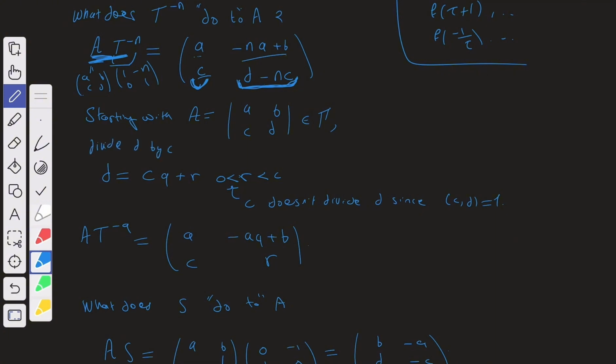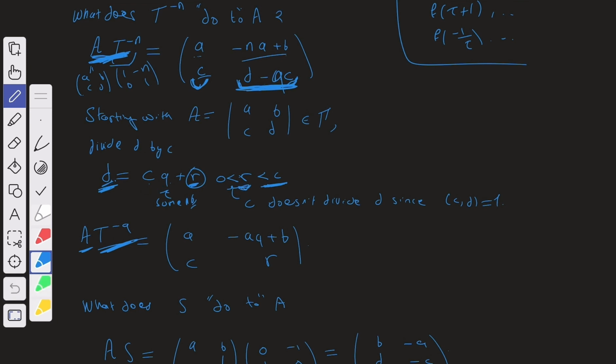D by C. And if we divide D by C, you can apply Euclid's division, and you will get D is equal to C times some number Q plus R, where R is strictly less than C. So as you see here, R is just D minus CQ, and if we multiply A by T to the minus Q, we will get the same thing as here, except that we replace this N by Q. And this D minus NQ is R, and we have R over here. However, there is one thing that we need to notice.